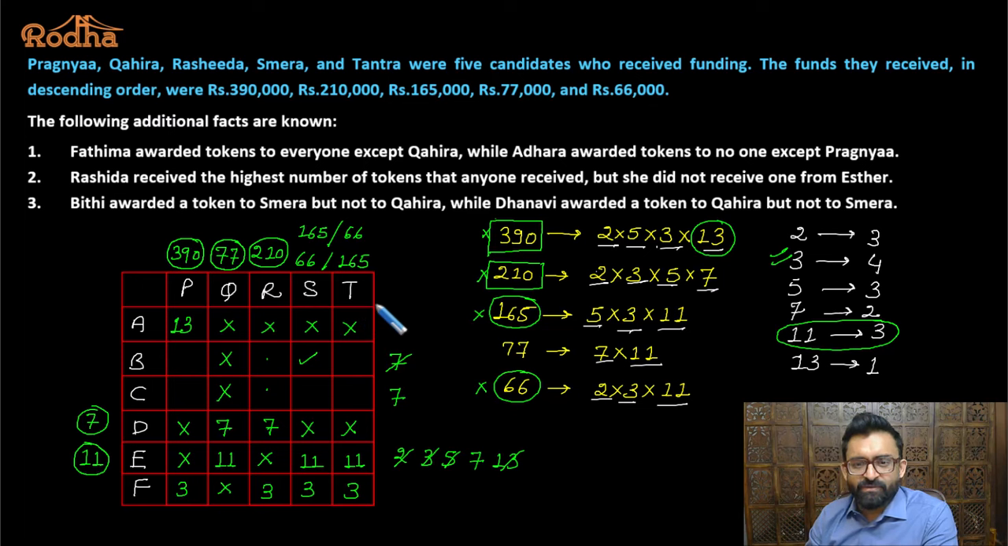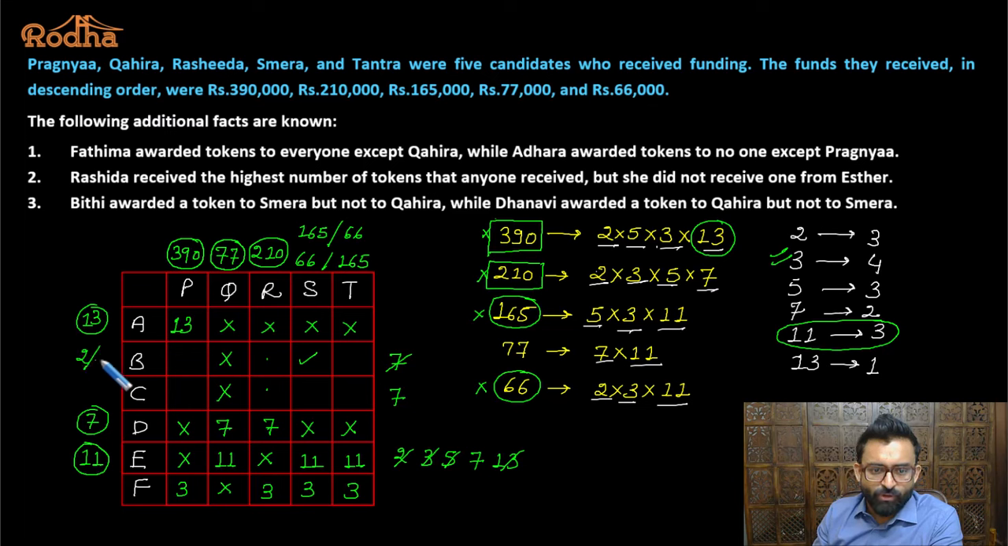What else can we do? I can write 2 and 5 here. I can write numbers here. She's getting 210, so she'll be getting funding from B and C. She's getting 310, so she'll be getting funding from B and C. I don't know who is distributing 2 and who is distributing 5, because I could only figure out she's distributing token value 13. Fine. She can distribute 2 or 5. She can distribute 5 or 2. Fatima is distributing 3. Okay, so this is what we have.